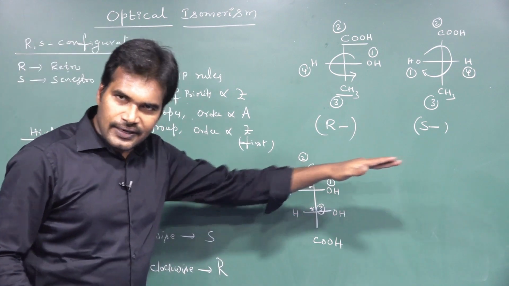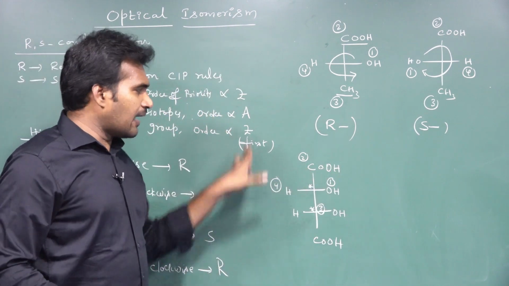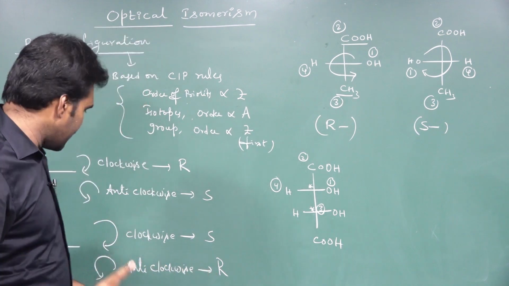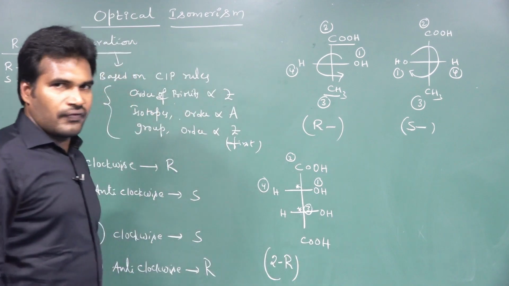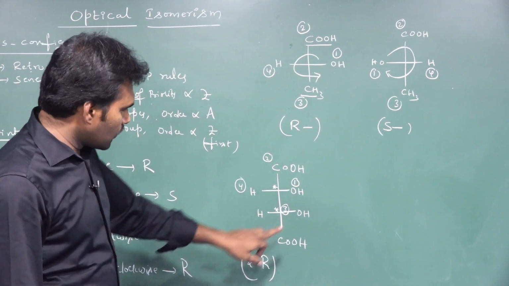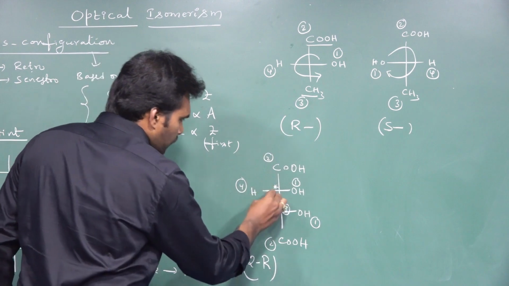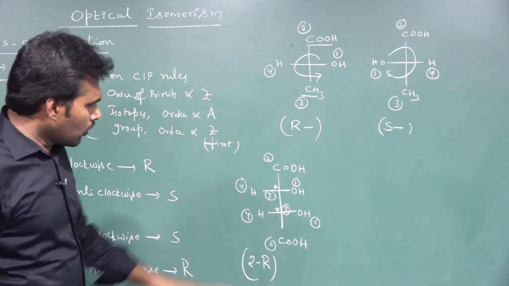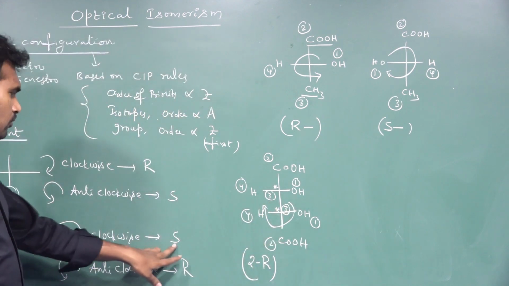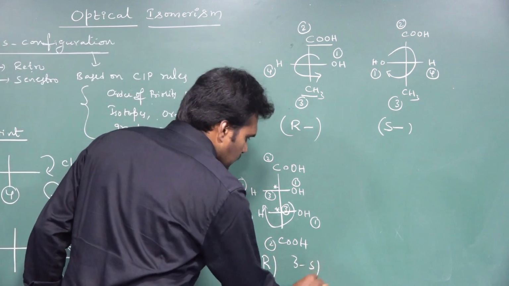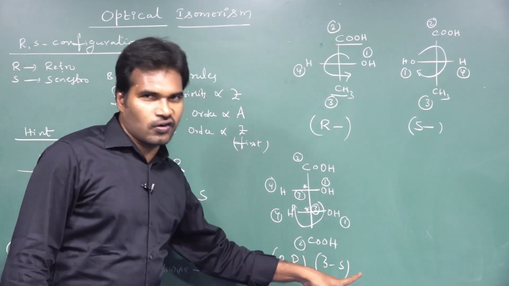The fourth priority group is in a horizontal line, and the order of priority is anti-clockwise. In case of a horizontal line, anti-clockwise is what? R. Anti-clockwise is R. So at the second carbon, which configuration? 2R configuration. Now, the third carbon, let us see. First priority, second priority, third priority. 1, 2, and this entire group is 3 and 4. Now, fourth priority in the horizontal line, 1, 2, 3. Again, clockwise. Clockwise is what? S. So 3S. If we give the numbering from top to bottom, this is 2R 3S configuration.